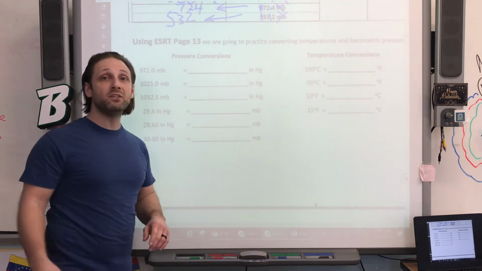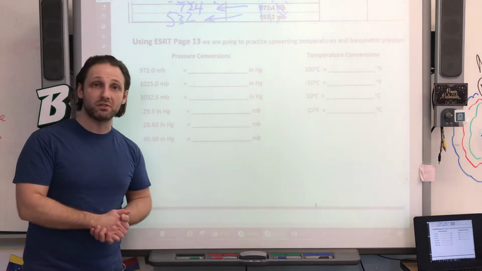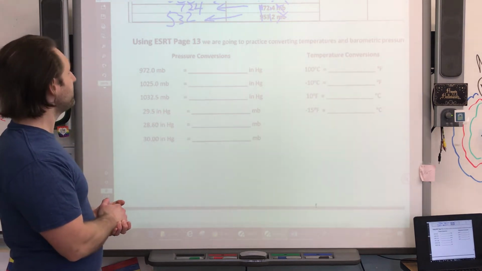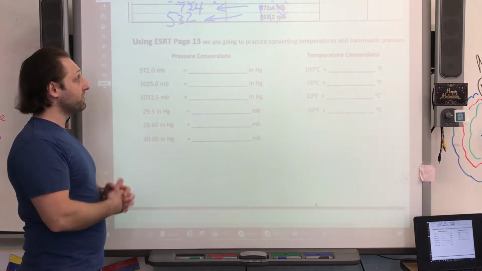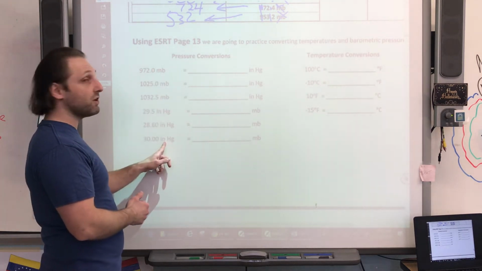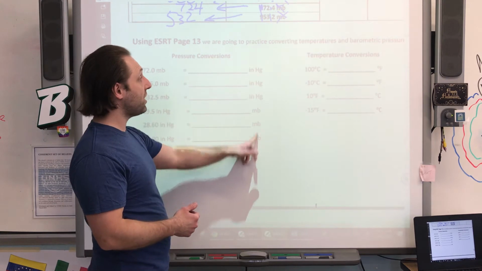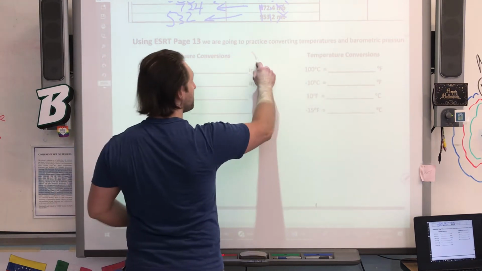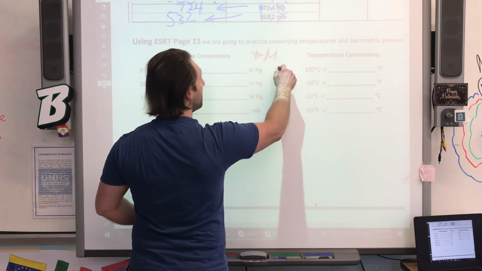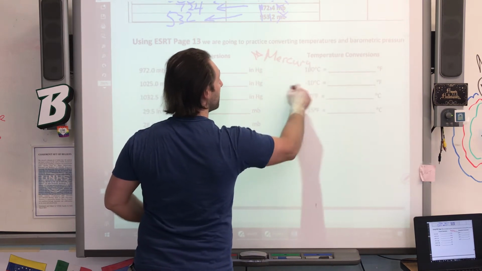Next step, we need to learn how to do some temperature conversions so that we know what we're dealing with here on a day-to-day basis, depending on whether you're in Celsius or you're in Fahrenheit, or you're in millibars of pressure, or you're in inches of mercury. Hg is the elemental symbol for mercury.